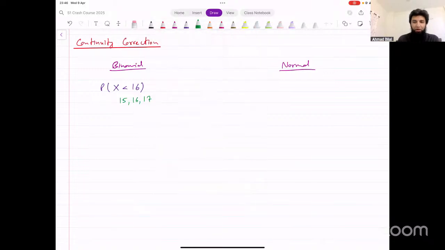Is 15 included or not, if it's less than 16? 15 is included. What about 16? Is 16 included? 16 is not included. 17 is also not included. Now, where the decision is changing, as in 15 is included, 16 is not included, in normal distribution, you will use the midpoint of these values. You will say this becomes probability of x less than 15.5. In normal distribution, you would use 15.5 here.